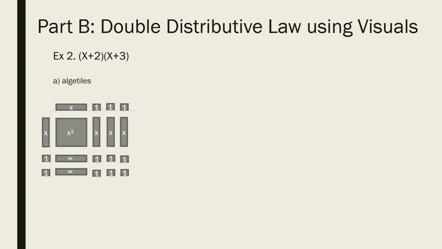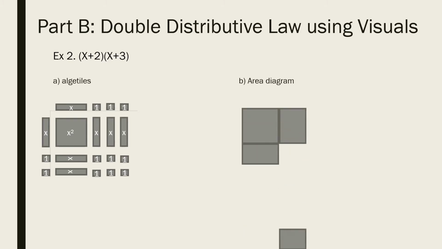The next method is an area diagram. This time we will be needing 4 squares as there are 4 terms. Start by placing x and 2 on the sides, then place x and 3 on the top. Now we multiply. x times x equals x squared, x times 3 equals 3x, 2 times x equals 2x, and finally 3 times 2 equals 6.